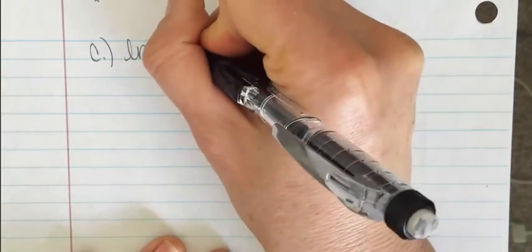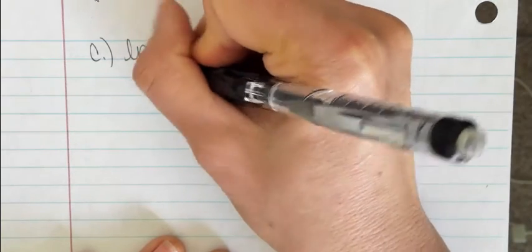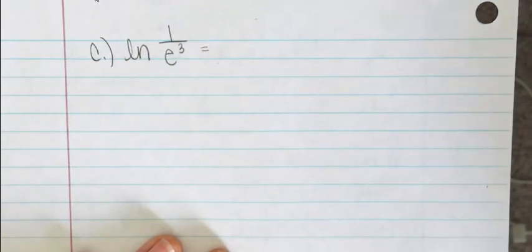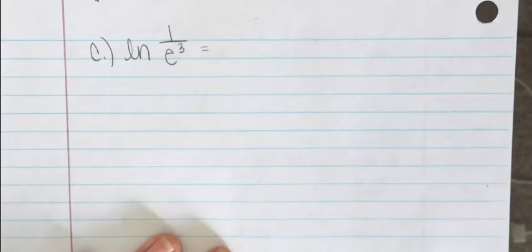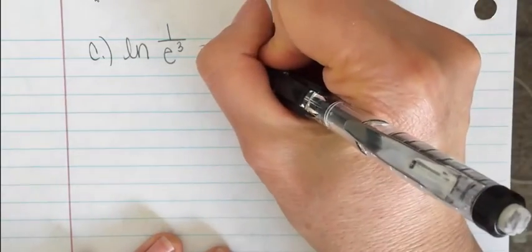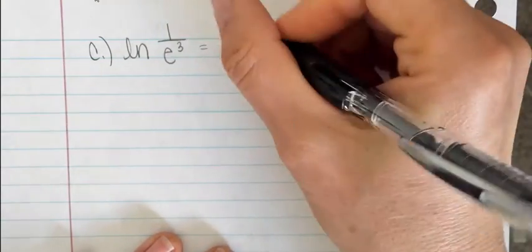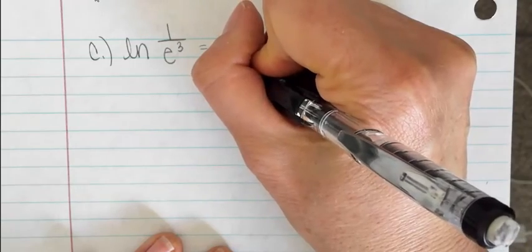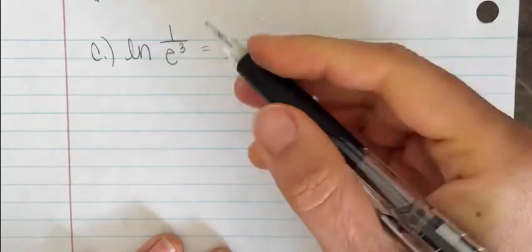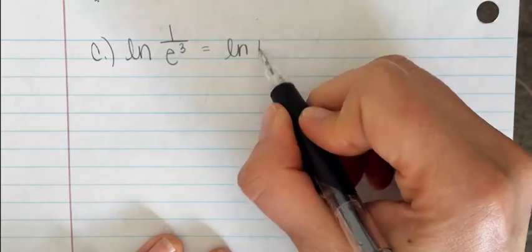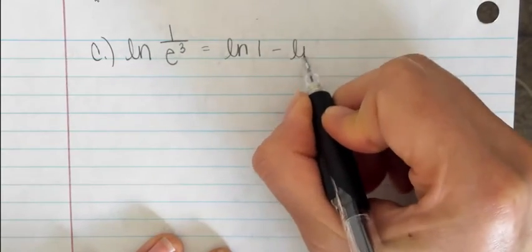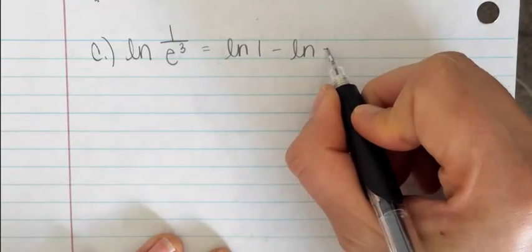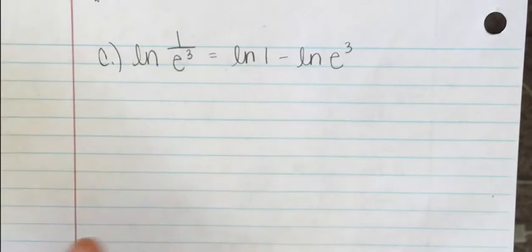But I'm going to go ahead and say, I notice that I'm taking the logarithm of a quotient. So let me rewrite this as the difference of those two pieces of the quotient, so a difference of 2 logarithms. So ln of the numerator, which is 1, minus ln of the denominator, which is e cubed. Now I can do a couple of things here.